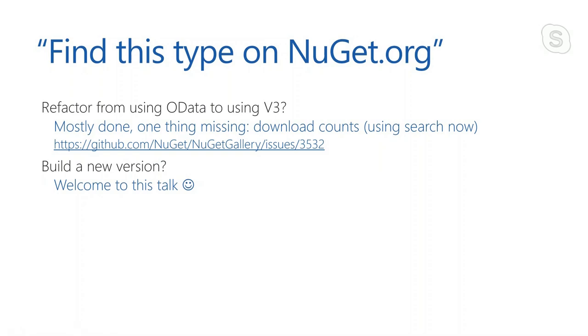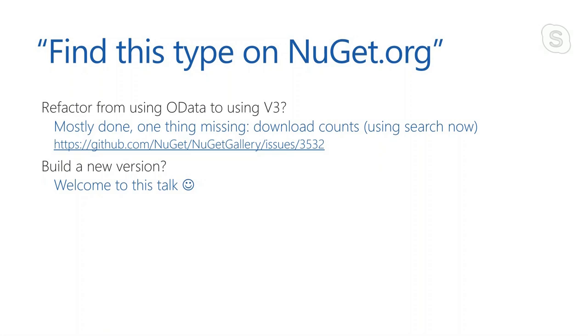So find this type on NuGet.org in ReSharper and Rider. Of course, since OData is going away on NuGet.org, we have to migrate it to making use of V3. And we've actually been doing that. There's a couple of things still missing in the APIs, but we'll get there and have our worker role and our web role updated to make use of the V3 protocol.